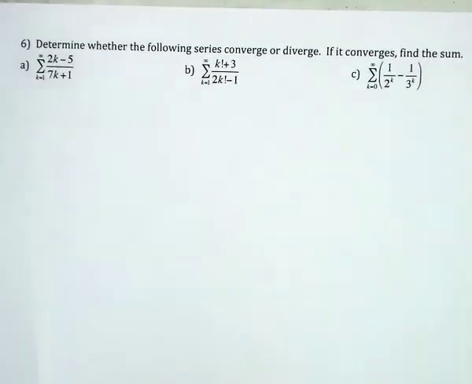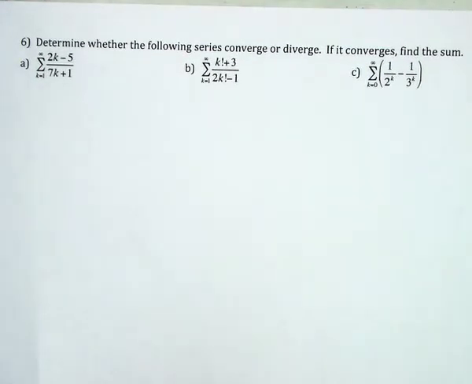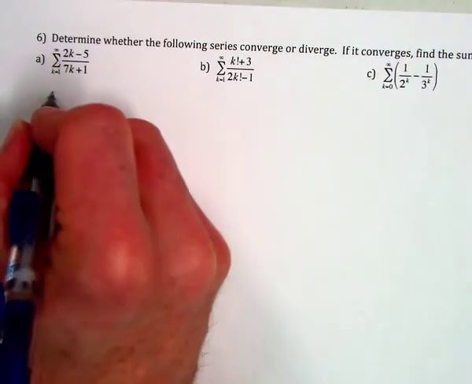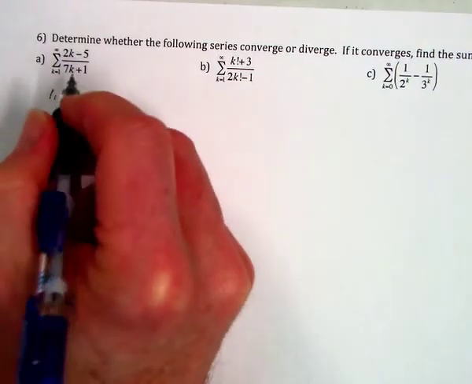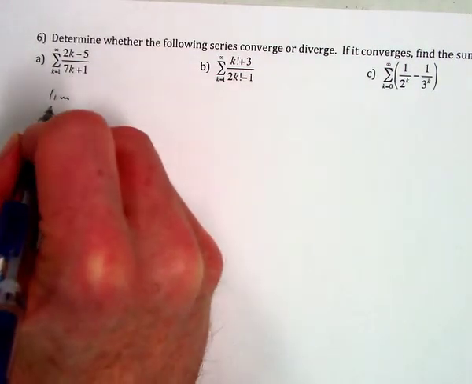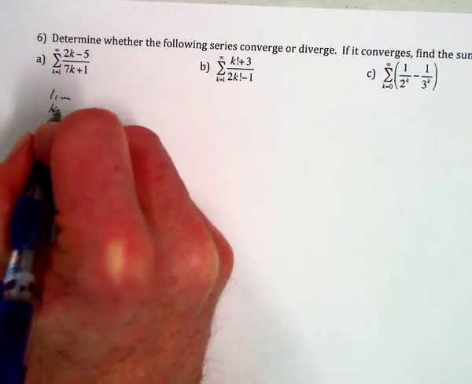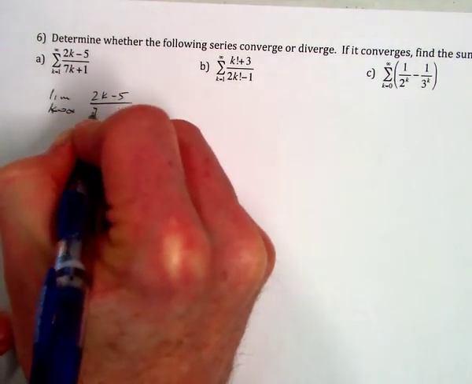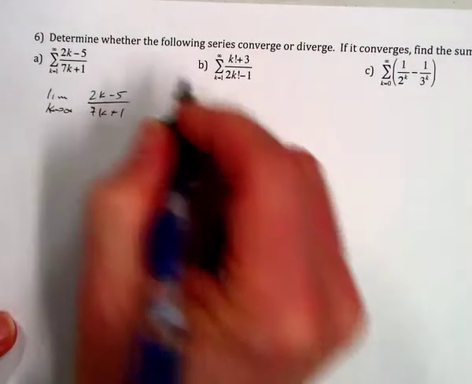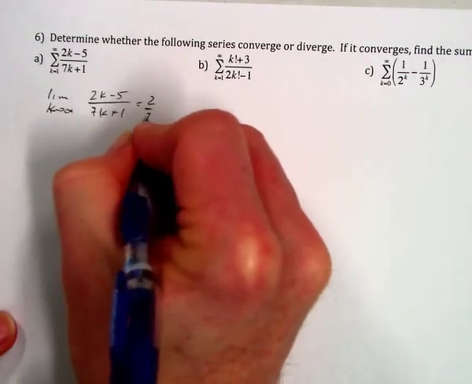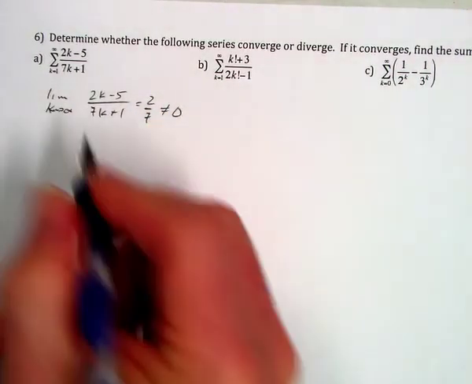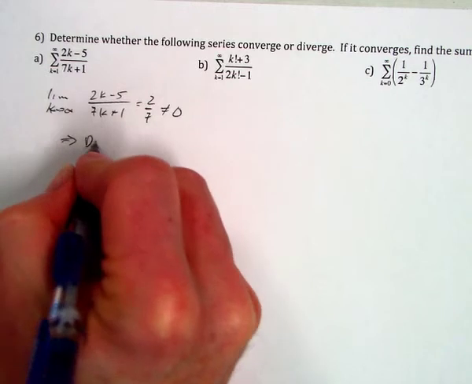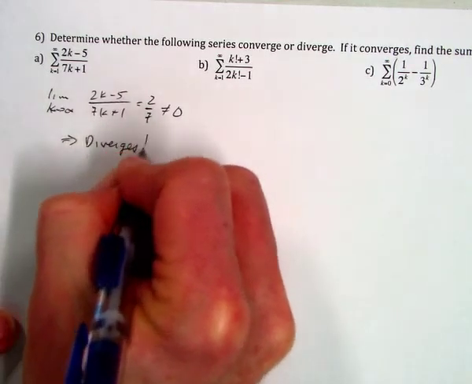So determine whether the following series converge or diverge. If it converges, find the sum. So what we're going to do is use that nth term test for divergence and say the limit as k goes to infinity of 2k minus 5 over 7k plus 1. What does that go to? 2/7. That's not equal to 0, so therefore this thing diverges.